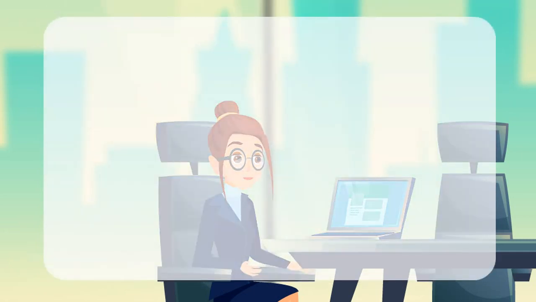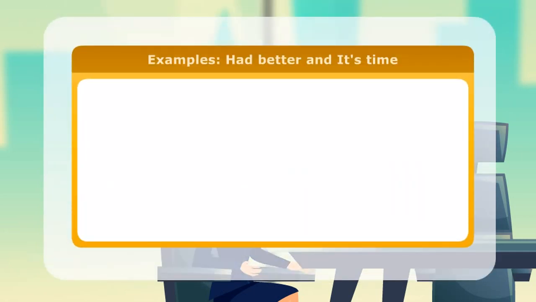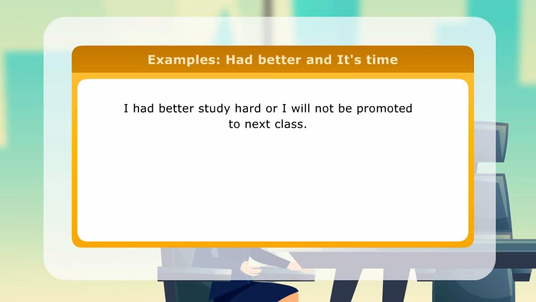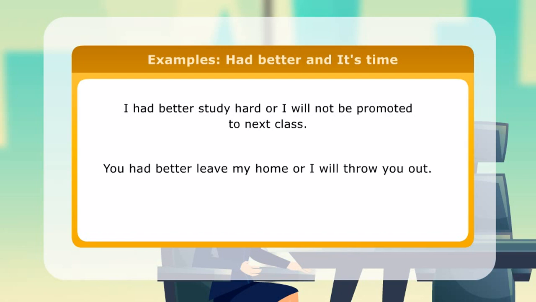Here are a few more examples of use of had better and it's time in sentences. I had better study hard or I will not be promoted to next class. You had better leave my home or I will throw you out.